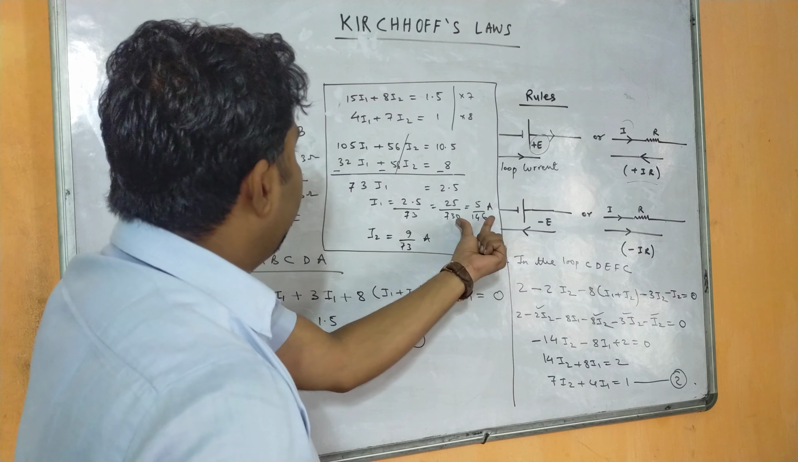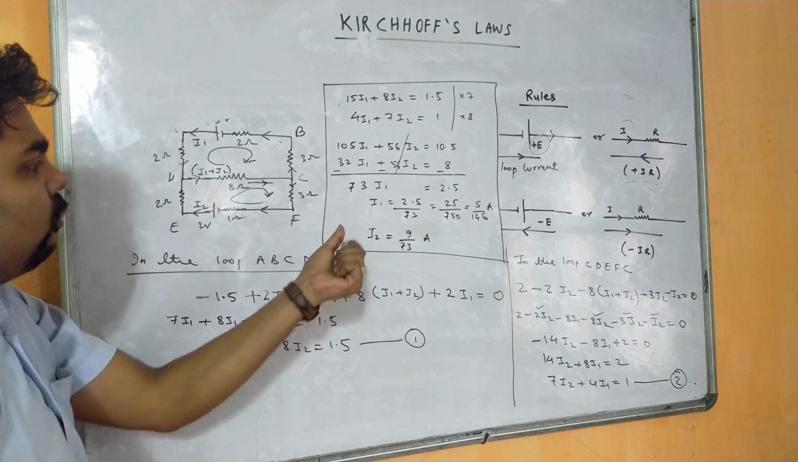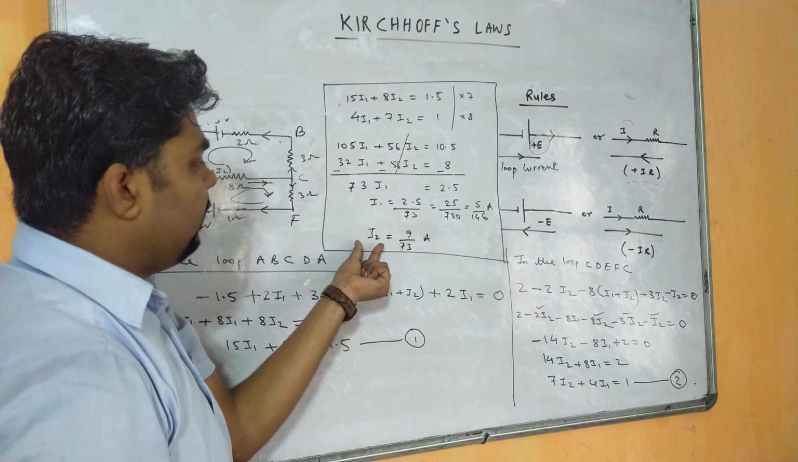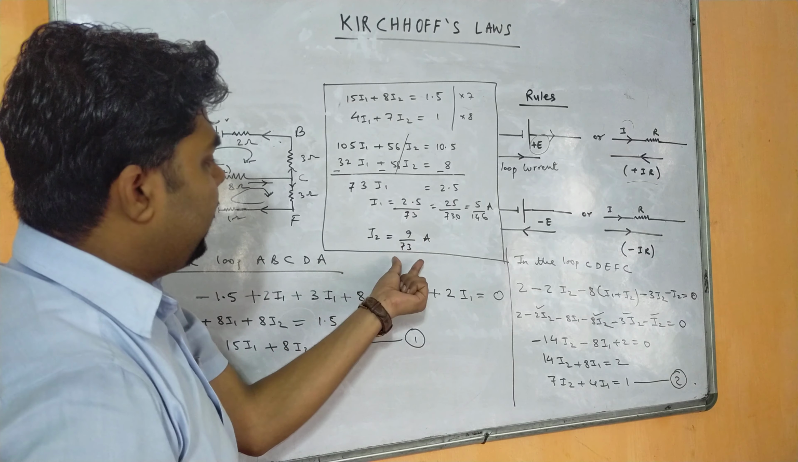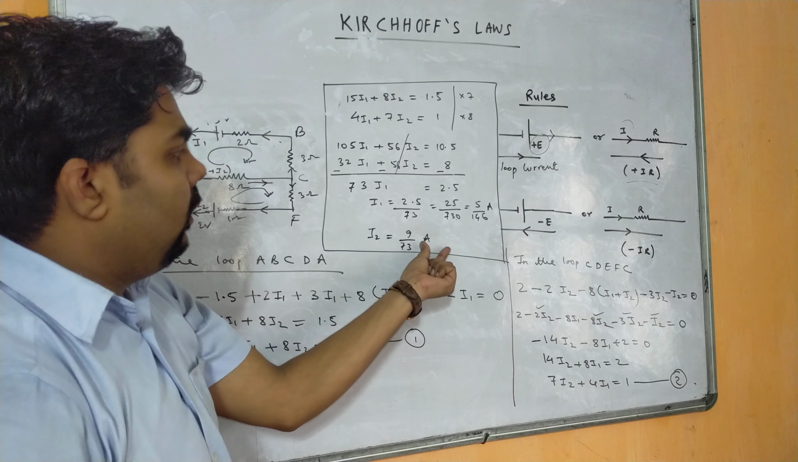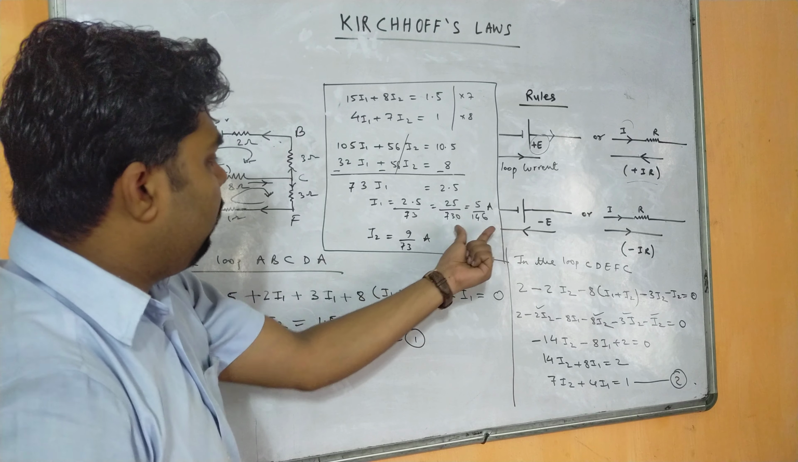So this I1 value we need to place in any of the equations. When you place it in any of the equations, you will get the value of I2, that is I2 equals 9 by 73 ampere. So now you see, we got the answers I1 and I2.